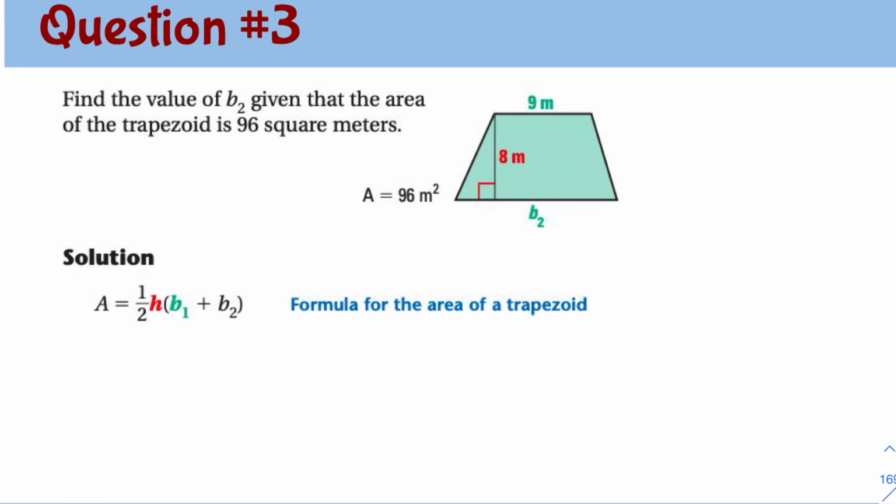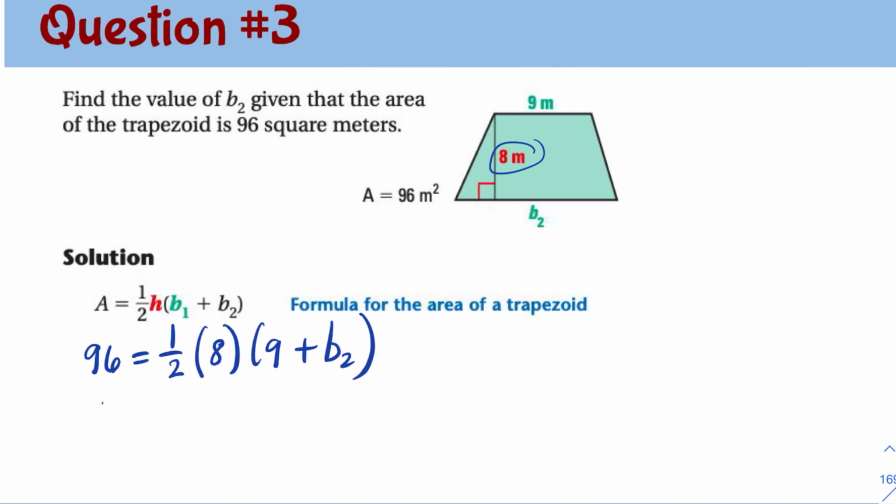Question number 3. Find the value of base 2 given that the area of the trapezoid is 96 square meters. In this problem, you're given the height, 8 meters, and one of the sides is 9 meters, so we can calculate base 2 since the area is 96 meters square. So now the area is 96, so I will plug in 96 for the area. We have 1/2, the height is 8, base 1 is 9, and base 2 is missing. So now we have 96 is equal to 1/2 times 8, which is 4, times the quantity 9 plus base 2.